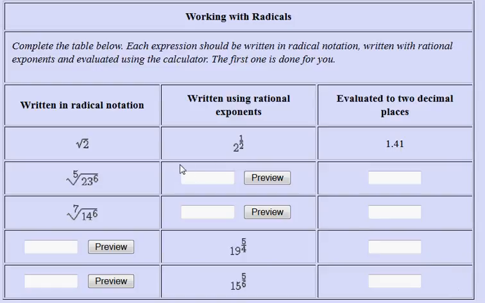In this problem, we're either given an expression in radical notation and asked to convert it to rational exponent form, or the reverse of that. In all cases, we are to evaluate the expressions to two decimal places using our graphing calculator.